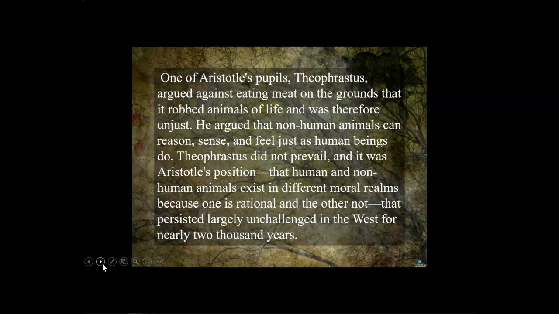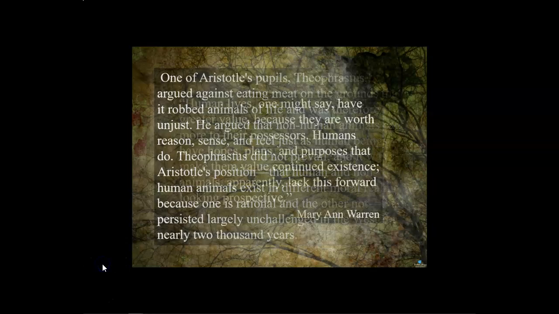One of Aristotle's pupils, Theophrastus, argued against eating meat on the grounds that it robbed animals of life and was therefore unjust. He argued that non-human animals can reason, sense, and feel just as human beings do. Theophrastus did not prevail, and it was Aristotle's position that human and non-human animals exist in different moral realms because the one is rational, meaning us, and the other not. That was the primary view of how things are when it comes to moral rights in the West, and it's been that for nearly 2,000 years.